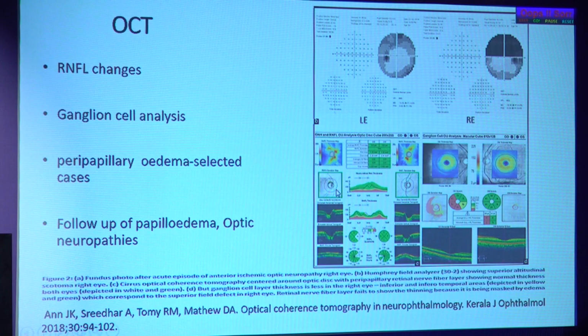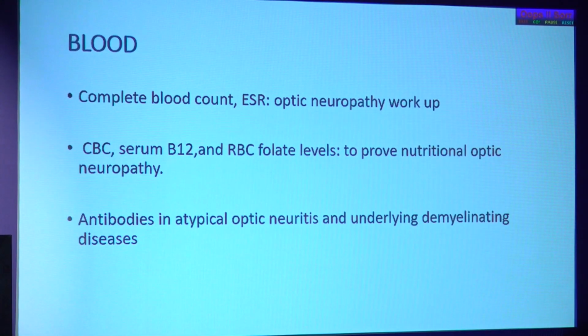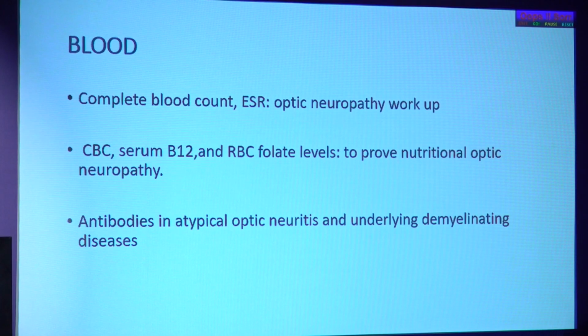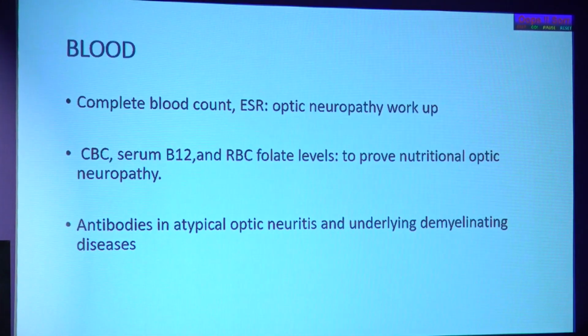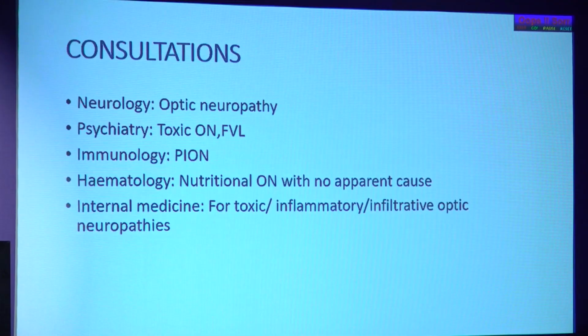OCT is now coming up in a big way in the follow-up, especially of papilledema and optic neuropathies. The programs are RNFL and ganglion cell analysis. These are the two things we have to look at in following up these patients. Blood, of course, you have to have a CBC. Look at ESR in particular, because a lot of things, inflammatory, infective, all sorts of things, can be there behind an optic nerve inflammation. Also, nutritional optic neuropathy needs serum B12 and RBC folate. Technically, we actually don't do it. We go for a clinical examination and antibodies, as I said, to categorize optic neuritis.